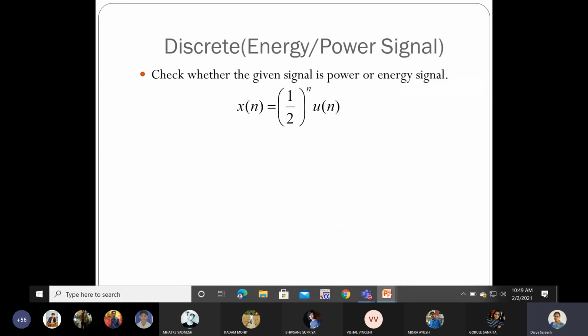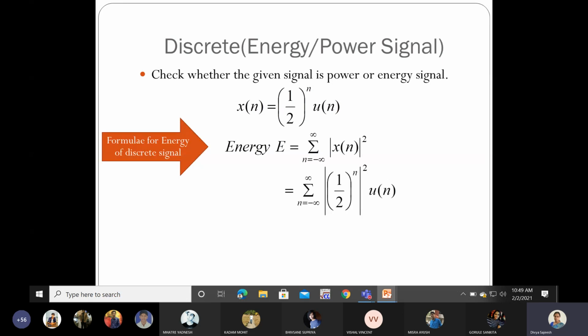Now let us find the energy and the power of the discrete time signal. So the given signal is x of n is equal to half raised to n u of n. Before that, let us write the formula for this. Energy is equal to summation from minus n to n of x of n square. This is the equation for energy. Now here we have to substitute for x of n as half raised to n u of n.